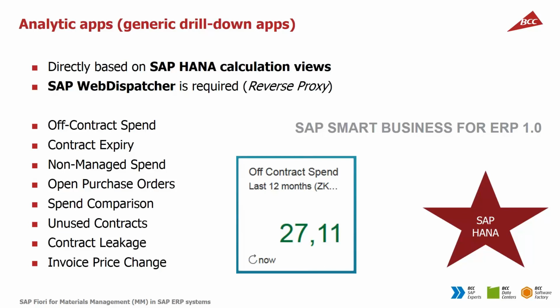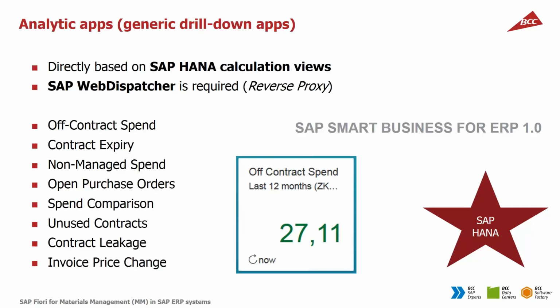For materials management, there are SAP HANA calculation views that allow you to show or implement KPIs such as off-contract spend, contract expiry, non-managed spend, open purchase orders, spend comparison, unused contracts, contract leakage, and invoice price change. Analytic apps are delivered with a product called SAP Smart Business for ERP 1.0. SAP Smart Business contains components that must be installed both on SAP ABAP instance as well as on SAP HANA database. So it is a product that contains components from ABAP and SAP HANA.